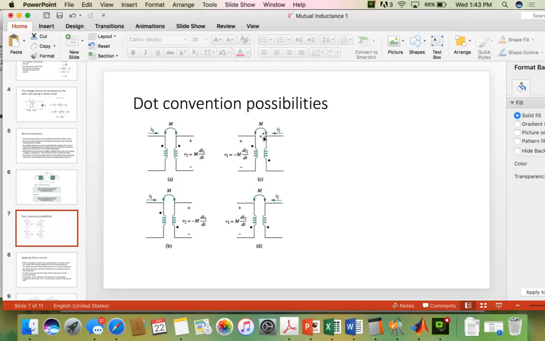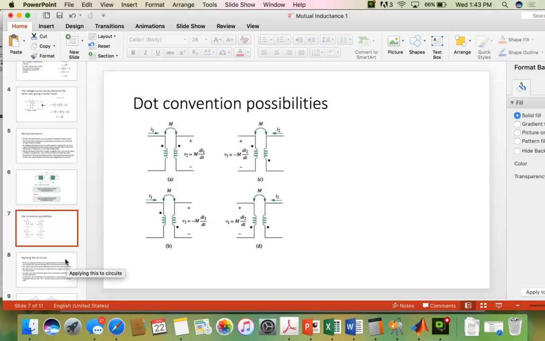Here, the current is leaving the dot. So when the current leaves the dot, let's look at D because that doesn't have that sign ambiguity. Here I2 is leaving the dot, so that means the voltage that it induces in coil 1 is going to be negative at the dot, which you can clearly see here. This voltage is positive at the other end and it's negative at the dot.